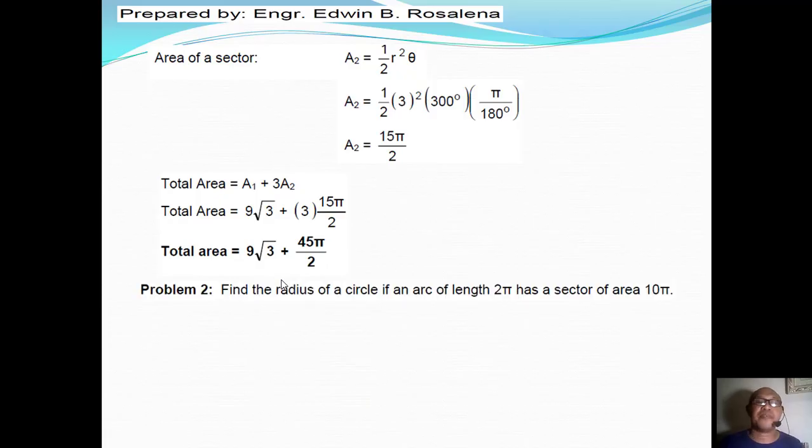Okay, next problem we have here. Find the radius of a circle if an arc of length 2 pi has a sector of area 10 pi. So let's draw the figure. That is a sector of a circle. So the length of the arc is 2 pi and the area of the sector is 10 pi. Find the radius.